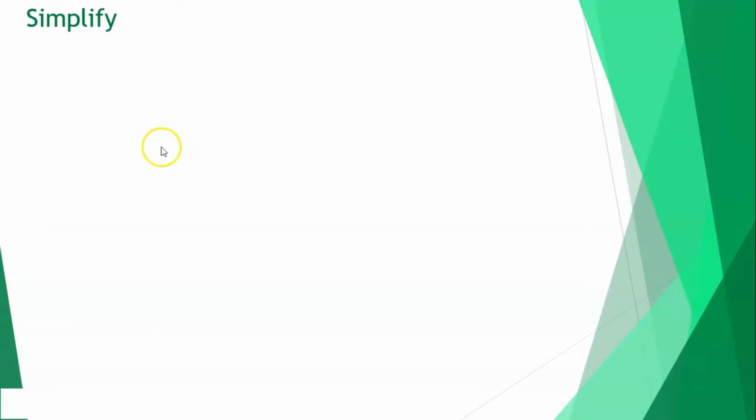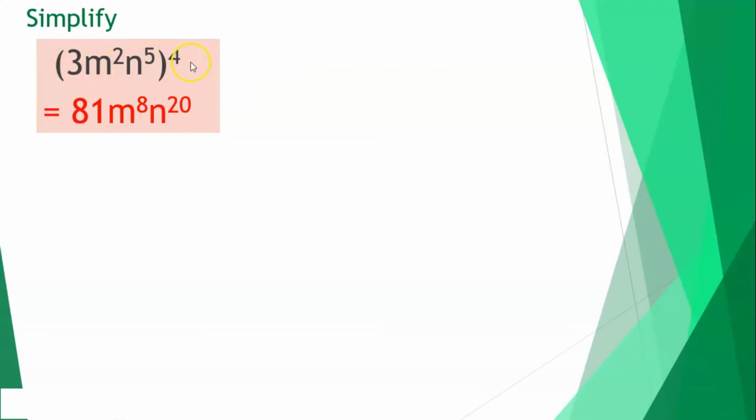Okay, let's have this one. 3m squared and 5 to the power 4. So to do this, 3 to the power 4, that's 81. 2 times 4, that's 8. And 5 times 4, it is 20. Another.